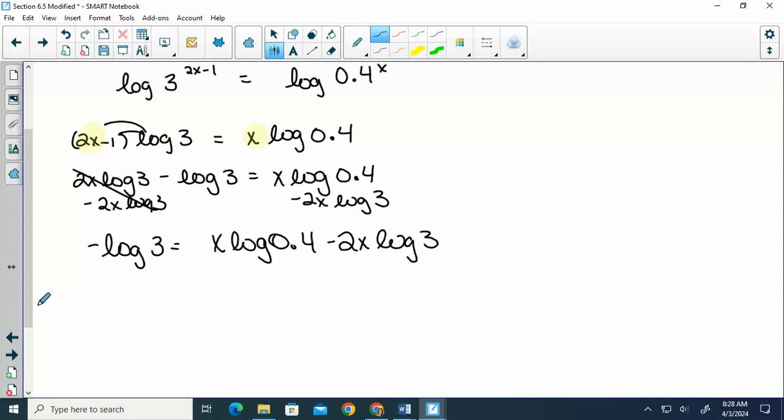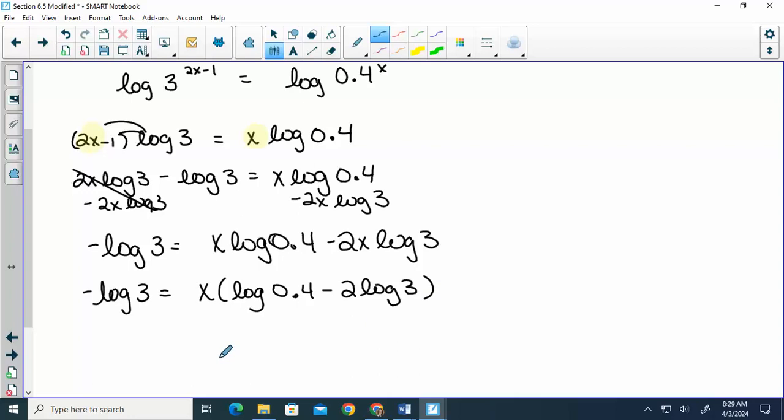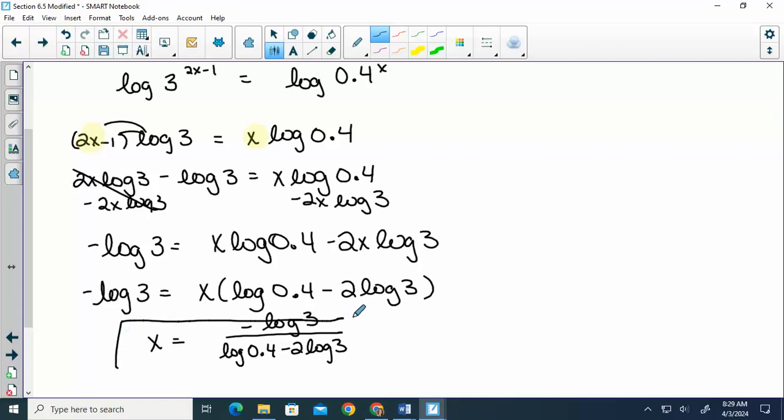We'll subtract this one over. How does that help me? Finish it and get x by itself. Very difficult. So that's my exact answer. I think that's pretty similar to what my question was.